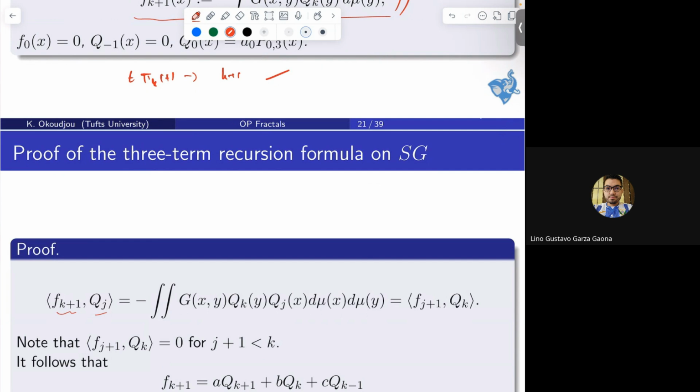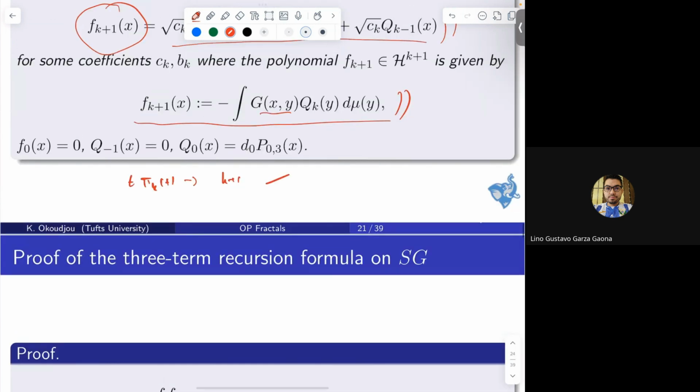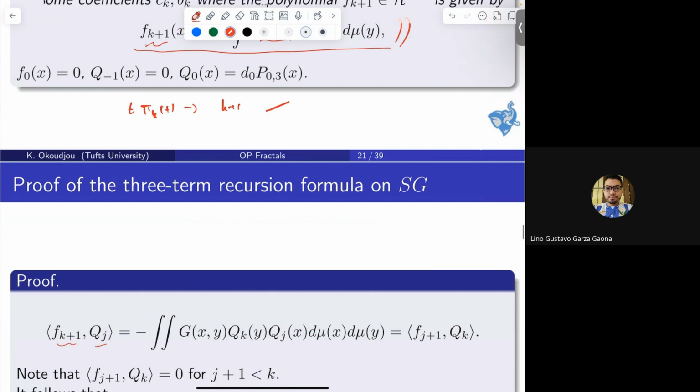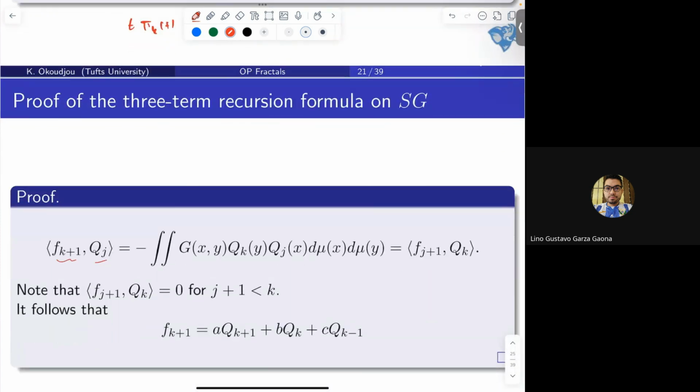You can sort of prove that. You can change it to fj plus 1, where fj is just the same thing but with j, inner product the qk. And if you were to expand it, you can show that whenever j plus 1 is less than k, if you expand this as a family of polynomials, it is going to be written in terms of things that are all orthogonal to qk.